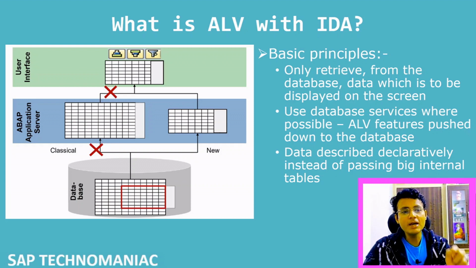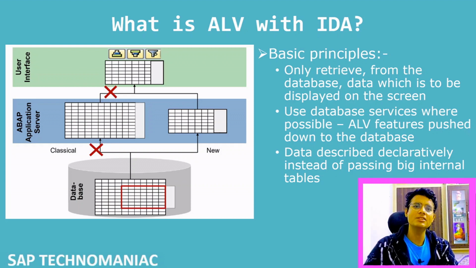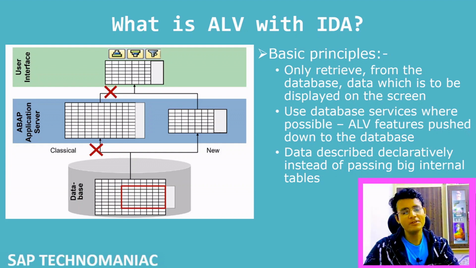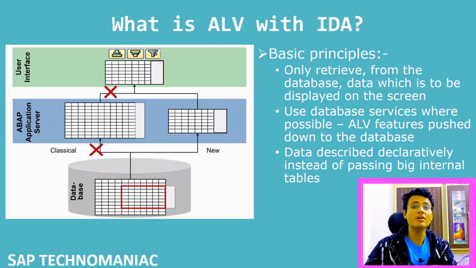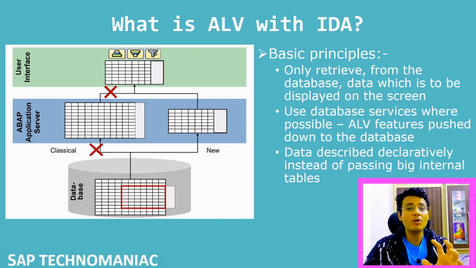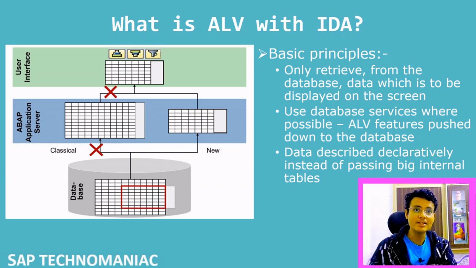Second, use database services. There are a lot of services available to achieve this. We can push down our select options to the database. We can push down a lot of conditions which we want to put on the database. Not only that, we can push down our authority object as well to the database to filter out all the data and get only the final result which can be displayed on the user screen.